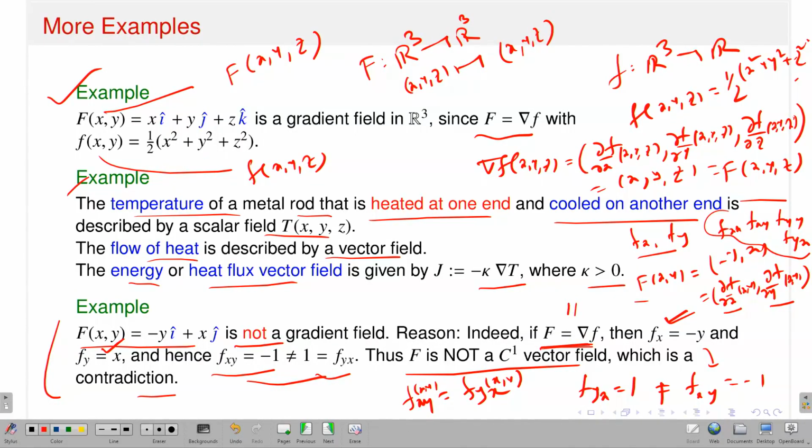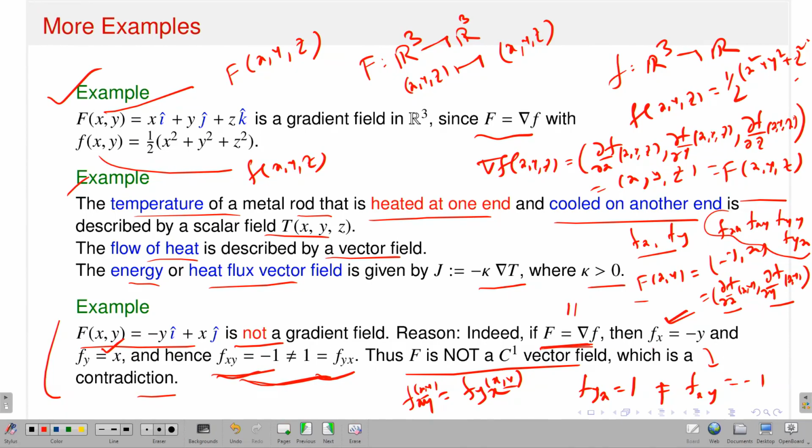We have already observed this kind of phenomenon in my earlier lectures. So the partial derivatives del 2 f by del x del y and del 2 f by del y del x both exist. Since they are continuous, their value at the point (x, y) should be the same. But this is not the case in this example, because here f_xy is equal to -1 and f_yx is equal to +1. Therefore this vector field capital F is not a gradient vector field. Okay, so these are examples.